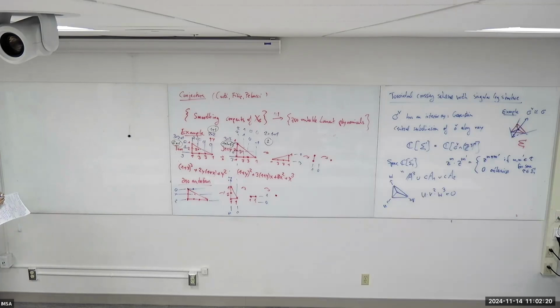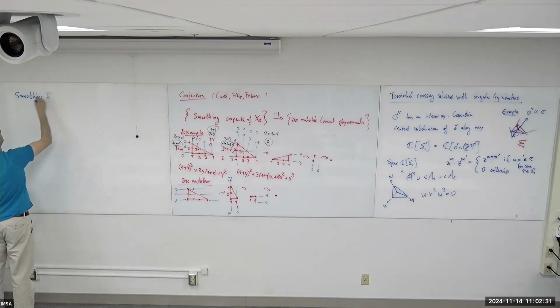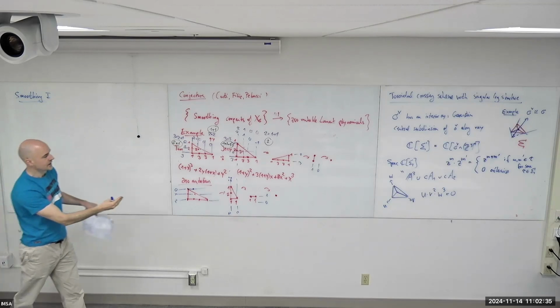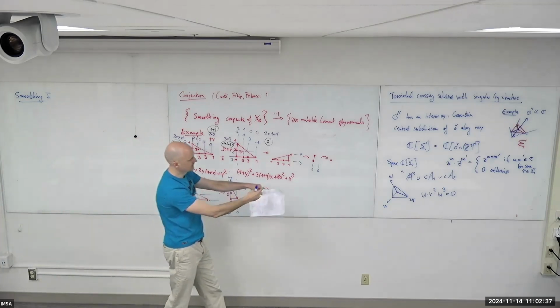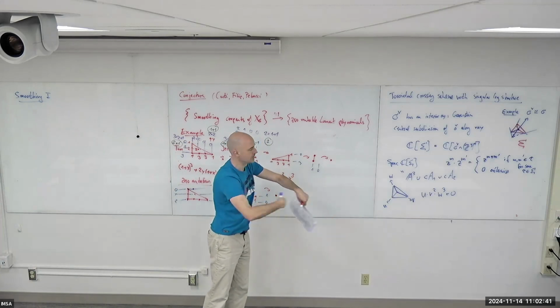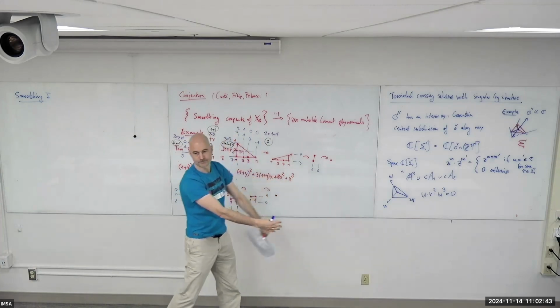So how to get this log structure? I'm actually interested in smoothing it. I want to smooth the Stanley-Reisner scheme. The Stanley-Reisner scheme is very singular. It has three components. It's a generalization of a normal crossing variety. I want to smooth that scheme, put it in a family with zero fiber smooth.